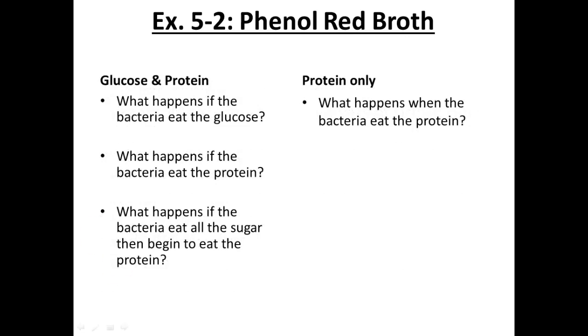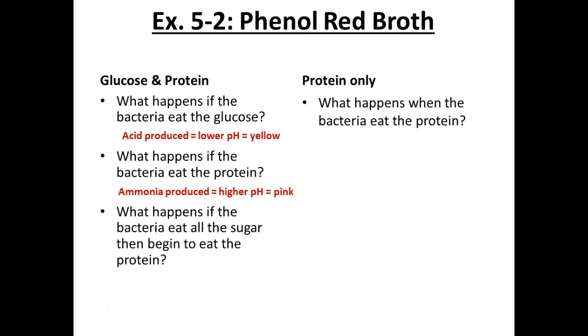So, our tubes all had a choice, right? Glucose or protein. Sometimes they'll give it to them with just the protein, no glucose at all. So, if you have the choice, what will happen if they eat the glucose? What will we see? They're going to ferment it, aren't they? So the pH is going to go down, and we're going to get that yellow color from acid production. If they eat the protein, what gets produced? Ammonia, which is basic or alkaline, and the pH is going to go up, and it's going to turn pink.